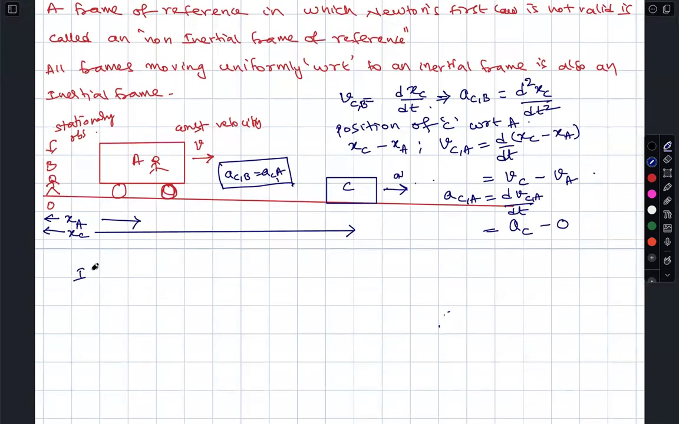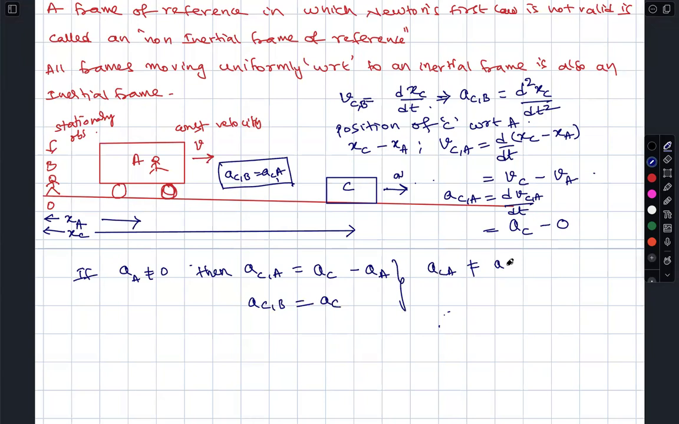Suppose if the acceleration of A is not equal to 0, then what happens? Acceleration of C with respect to A is acceleration of C minus acceleration of A, whereas acceleration of C with respect to B is acceleration of C. Remember, in this case, acceleration of C with respect to A is not equal to acceleration of C with respect to B because A is no longer an inertial frame. A becomes a non-inertial frame. That's the reason.